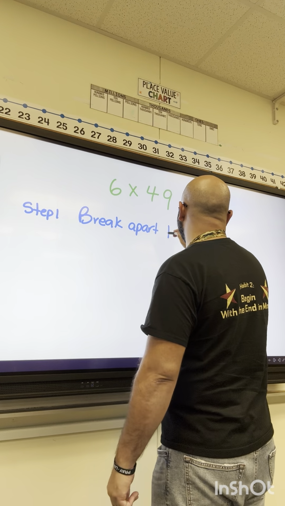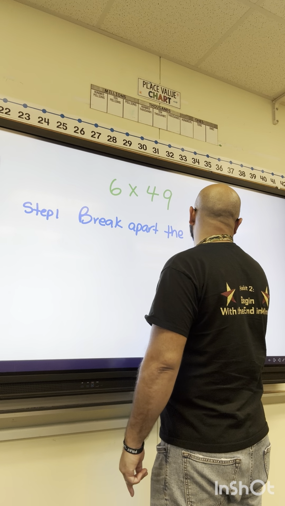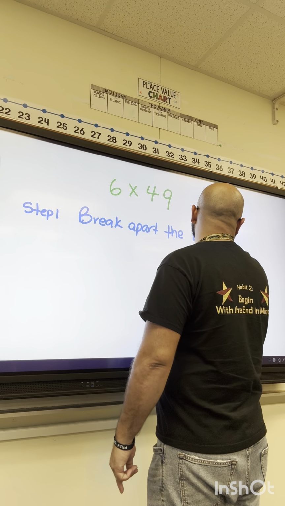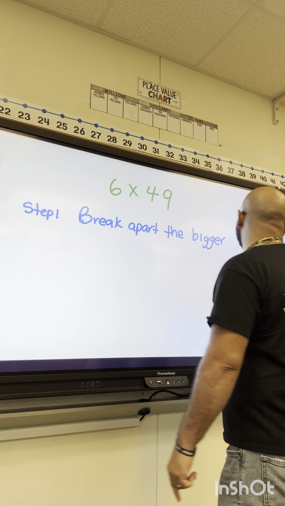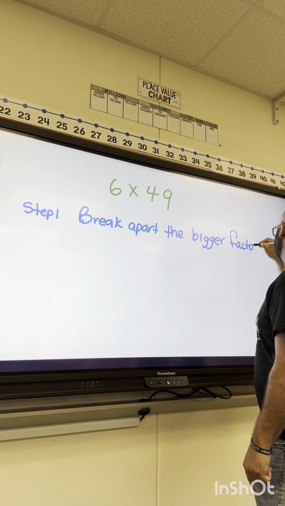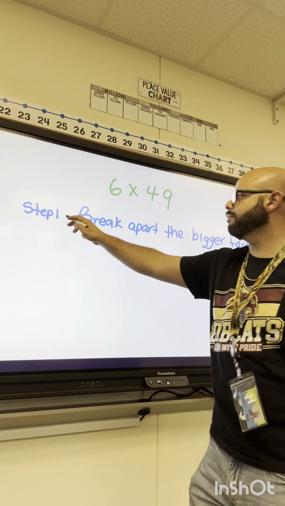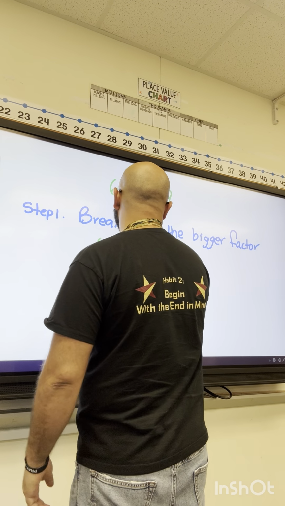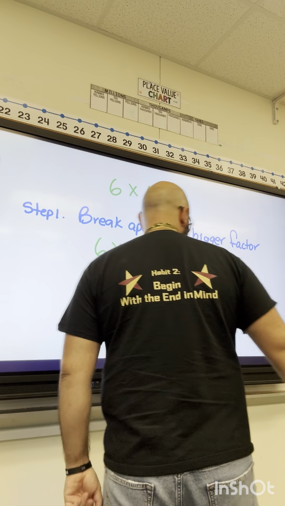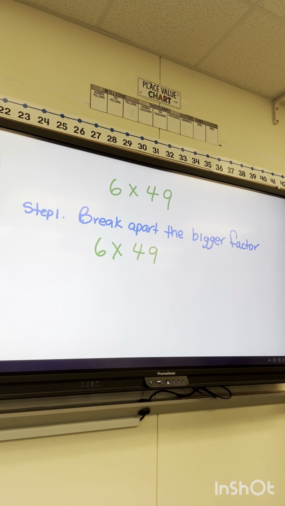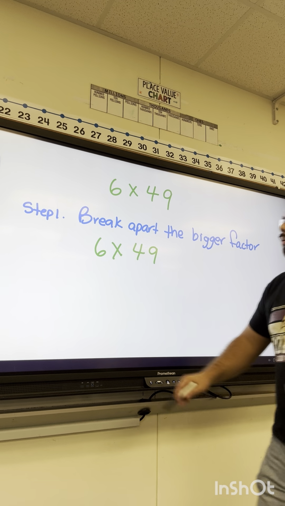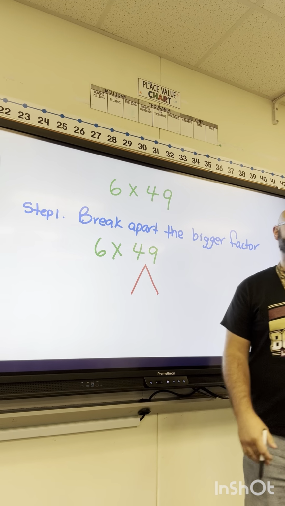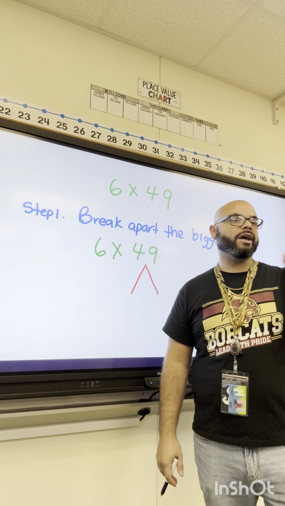Break apart the bigger factor. Which of these factors am I breaking? The 6 or the 49? 49. Good. The 49 is being broken down. Now, I'm breaking the 49 into 2 parts, right? According to their place value. What's the value of that 4 in the tens place?